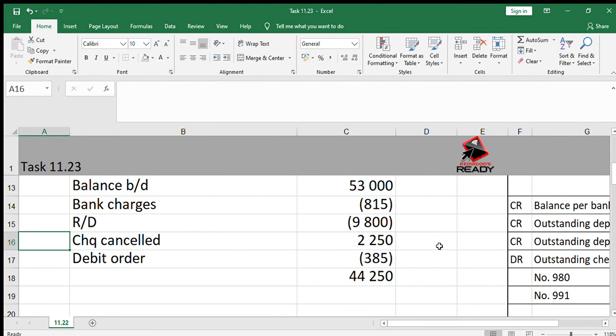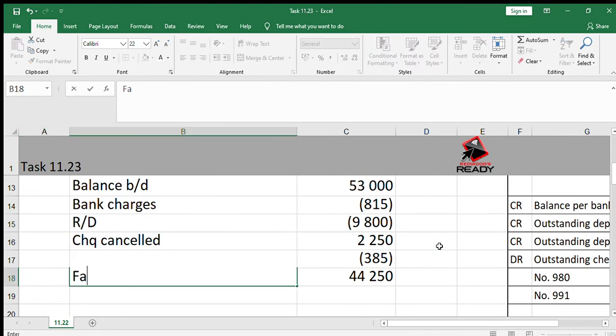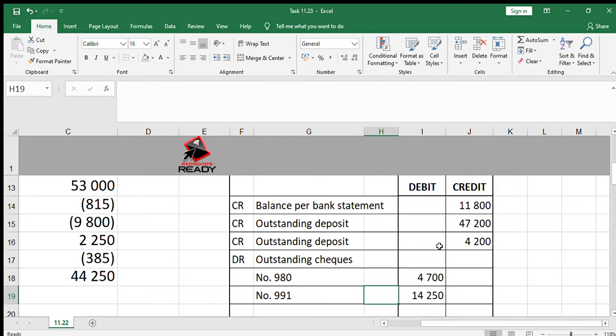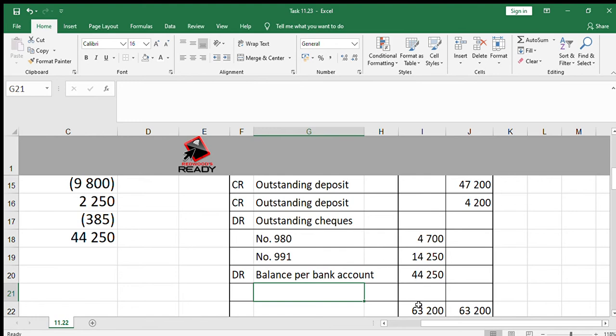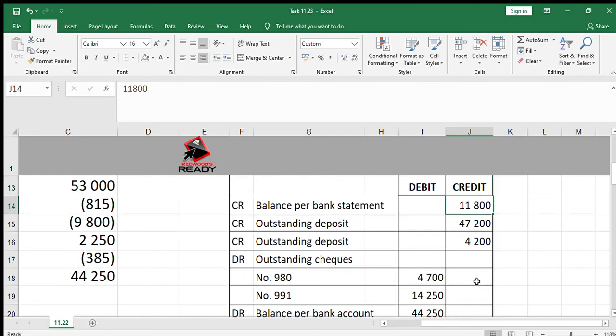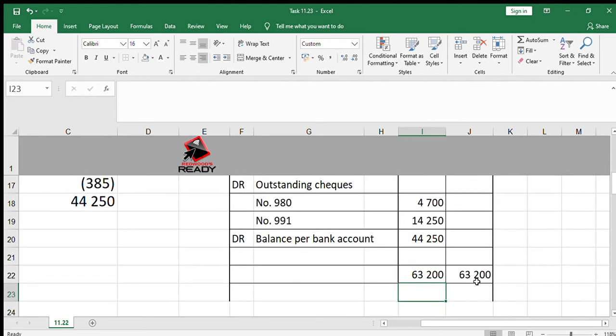Okay, 44,250. Because the answer is positive, it means it's favorable. Because it's favorable, it means it's a debit balance. We're going to put it in the debit column, 44,250. And I'm going to say debit balance per bank account. Okay, and I've already totaled it up, so you can see now that my totals are working out to 63,200. So that means that our bank reconciliation is balanced.